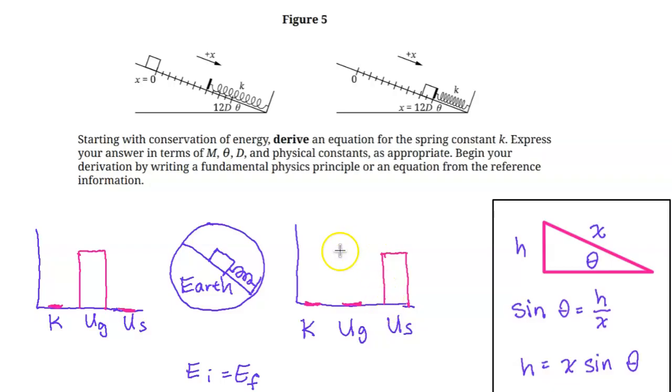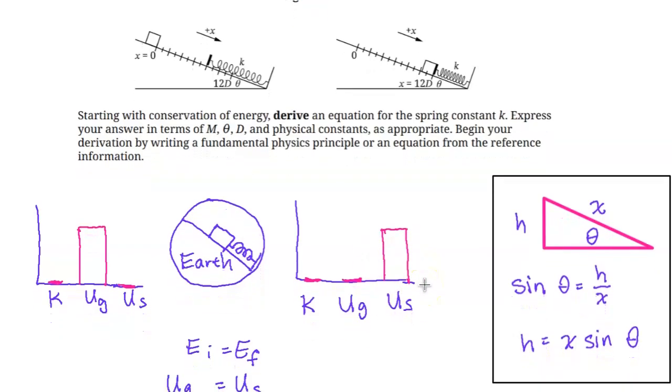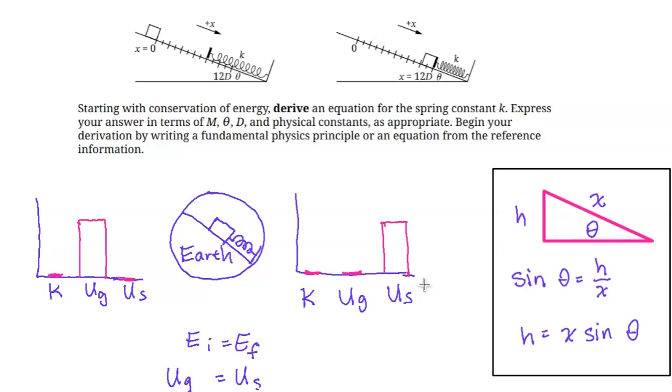And here we're showing the energy after the block has traveled all the way down to x equals 12d. There's no kinetic energy because it's not moving. There's no gravitational potential energy because it's at the 0 line. And there is spring. All the energy is stored in the spring at 12d. And so the question that we're trying to figure out is, what is the spring constant?